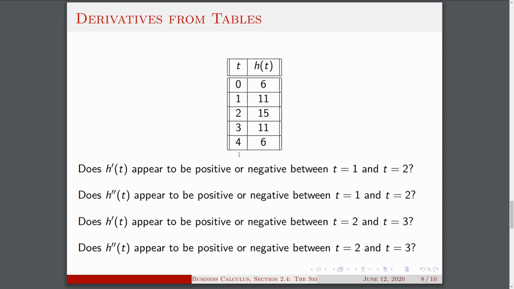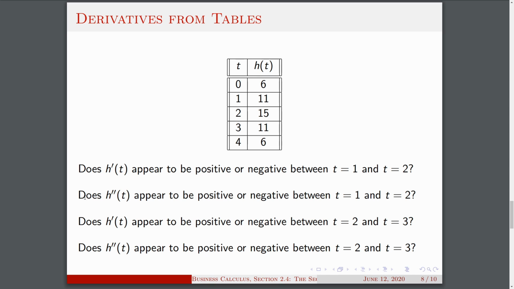All right, so the first question here says, does the derivative of this function appear to be positive or negative between t equals 1 and t equals 2? All right, so the derivative being positive should mean that the function is increasing. So do I have that case here? Yeah, I'm going from 11 to 15. That's going up. So that's increasing. Okay, good.